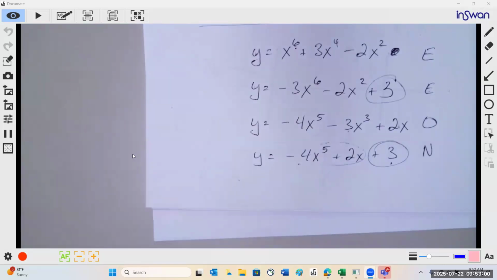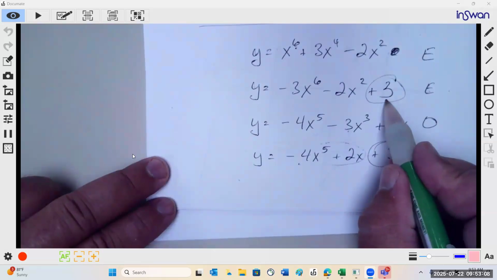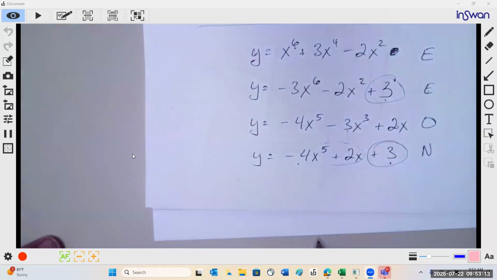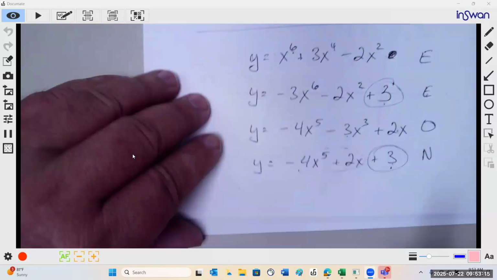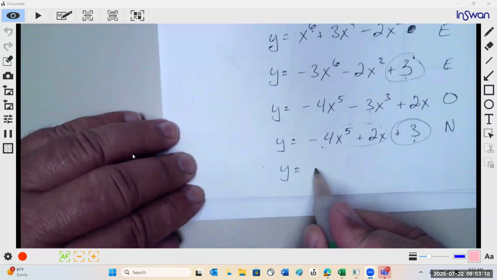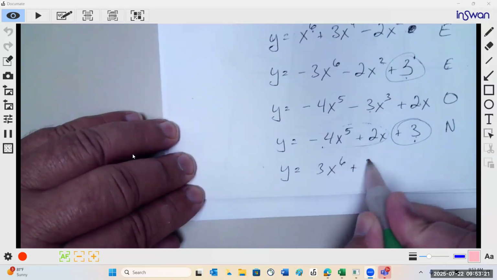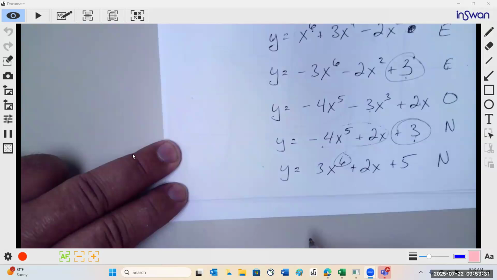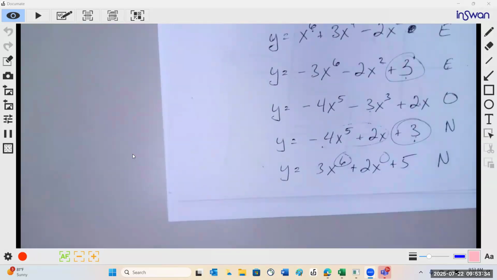So instead of going through all that, plugging in numbers and seeing what happens, it's just easy to look at the exponents. If you have a constant term and all the exponents are even, then it's even. If you have a constant and any one of them is odd, is that odd, even, or neither? Neither, because this is even, this is odd. It ruins it. You cannot mix and match.